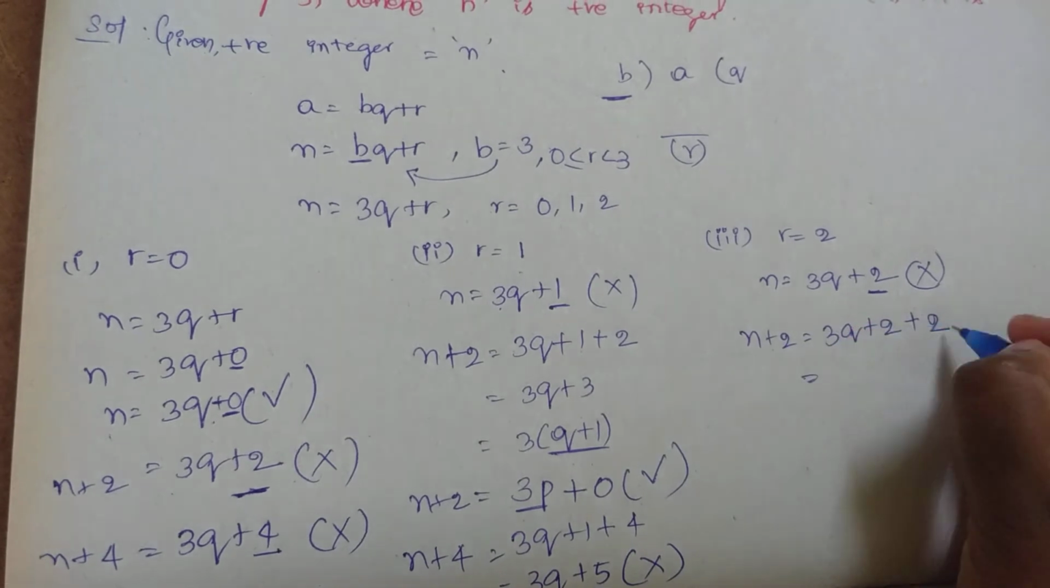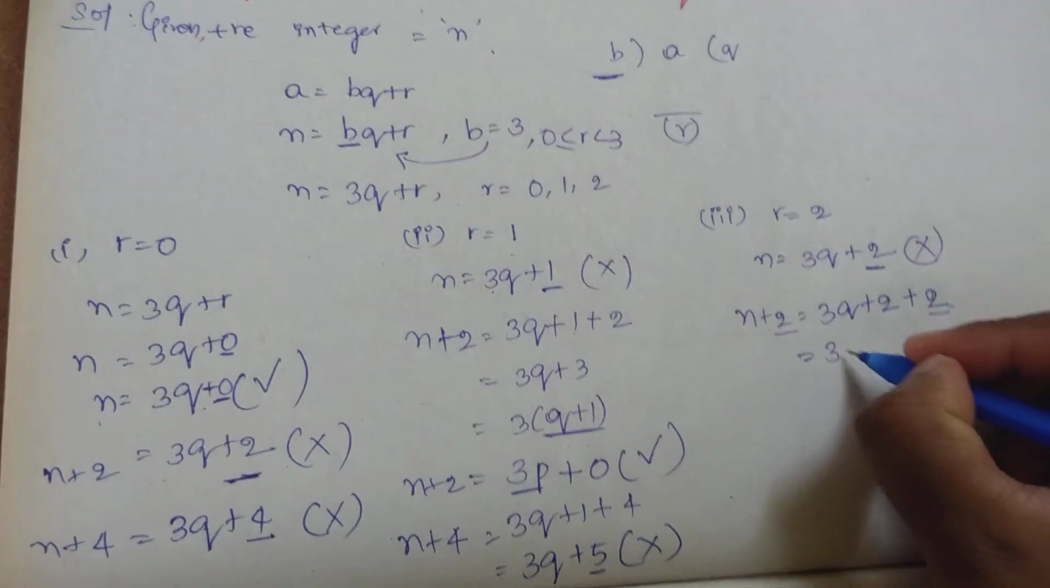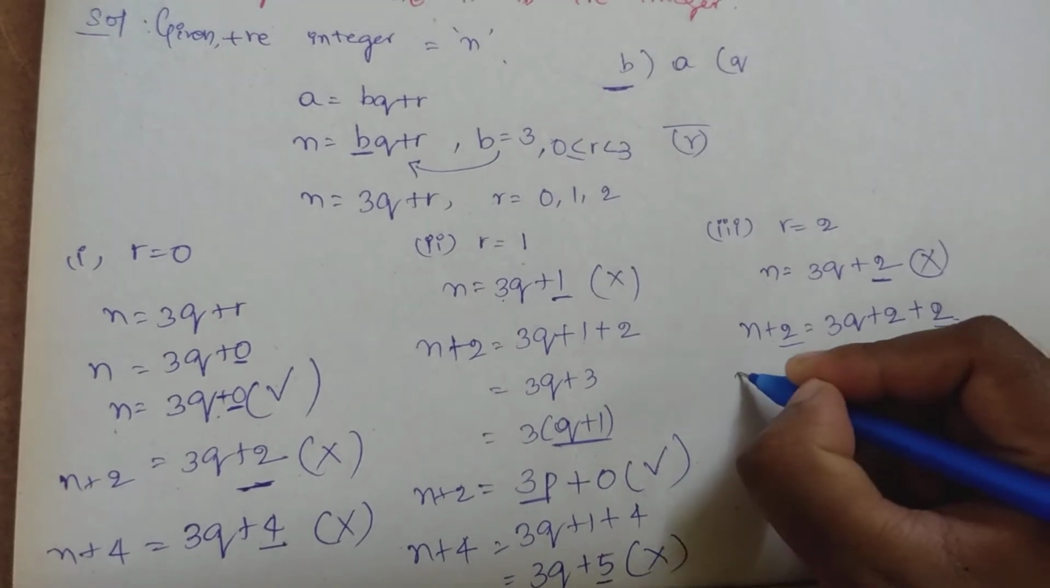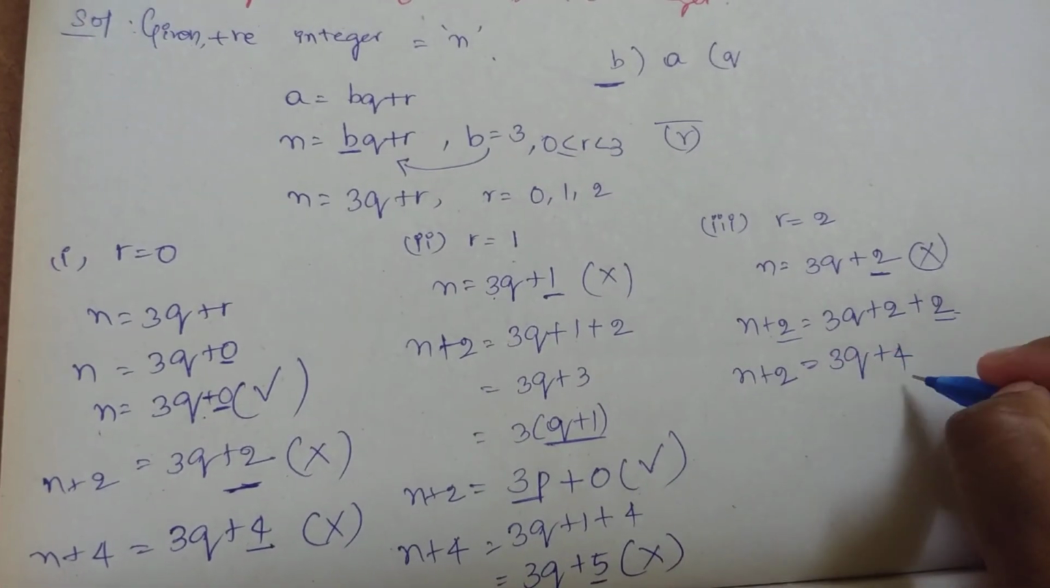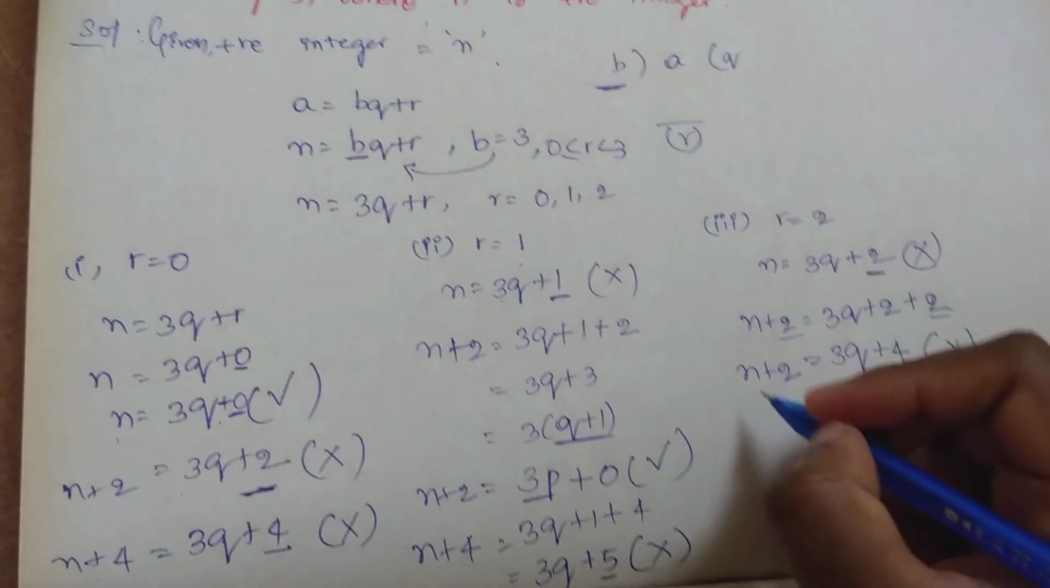Adding 2 on both sides of the above equation, we'll get 3q plus 4. n plus 2 equals 3q plus 4. Here the remainder is not 0. Hence n plus 2 is also not divisible by 3.